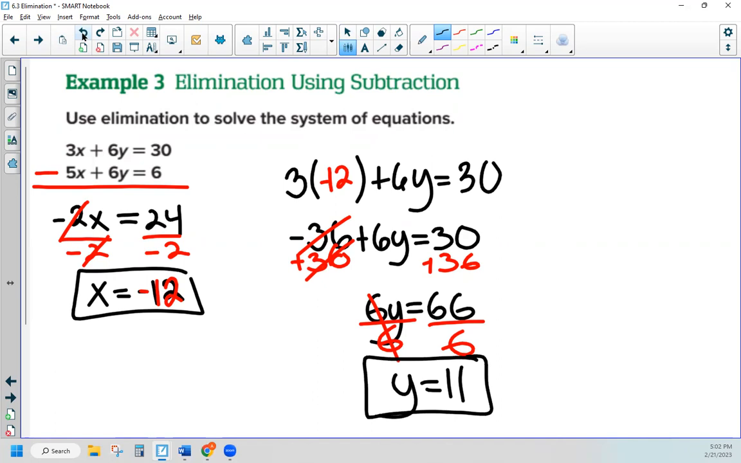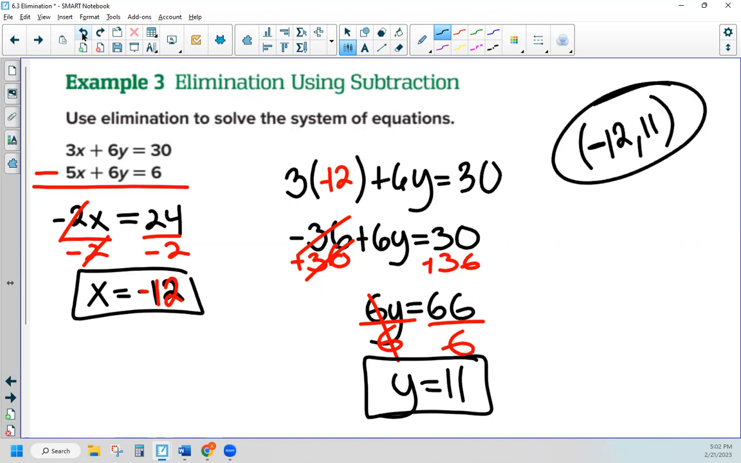11. All right. So my final answer, let's go ahead and write it nice and neat to tell the crowd where these two lines intersect. The x value of -12 and the y value of 11. Bam! Circle that sucker and call it a day.